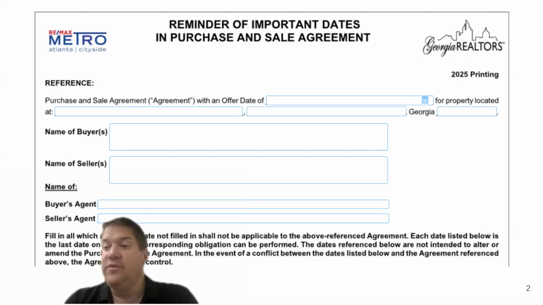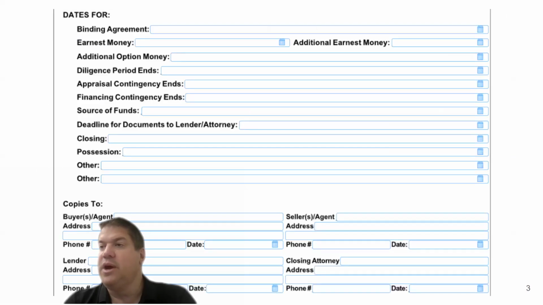If you look at it, obviously you're going to put the names of the buyers and the sellers, the date the contract was written, the address that it's for, and then you'll fill out anything that applies down below, which is the next page. And that is, of course, binding agreement date, earnest money, when it's due, additional earnest money due, additional option money, the due diligence period ending, appraisal contingencies, finance contingencies, source of funds, deadline for documents to lender or attorney, which I don't think usually gets in there, but okay, closing, possession, and anything else that you wanted to add that might be relevant. You send copies to, and you put all the people on there.